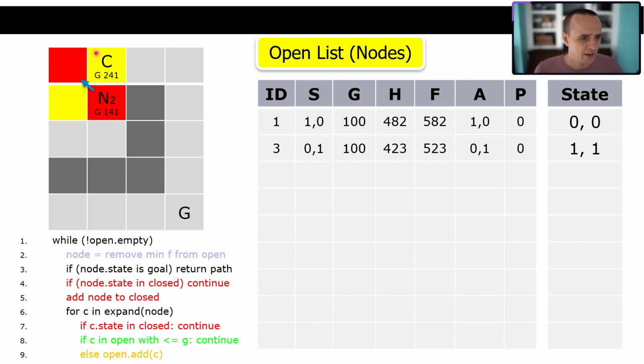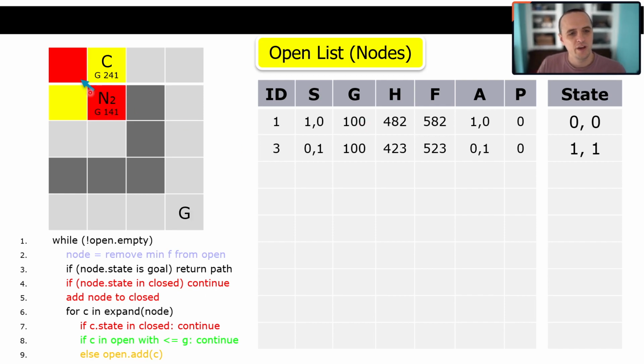So here we generate the next child. So we say, is the state of that child in the closed list? No, it's not. There's no 1, 0 over here. However, we go and we say, is there a node in the open list with the same state as this child with a lesser G value? Okay, so let's look at the open list. Well, this state is 1, 0. So we look over here and we have 1, 0, right? So what's the G cost of this child? It's 241. But the G cost of the node with the same state in the open list is 100.